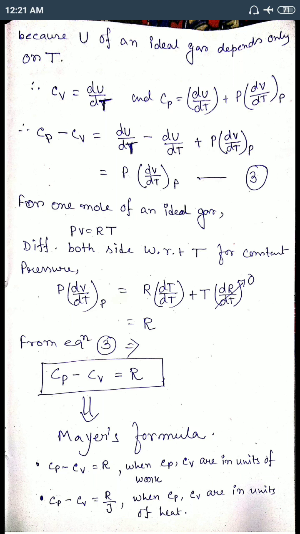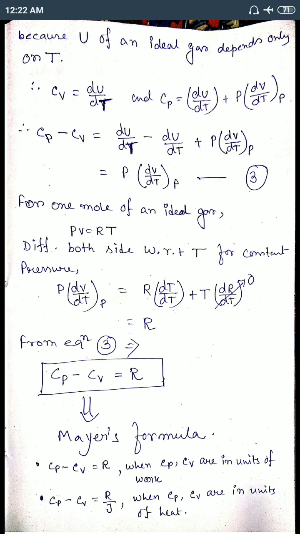Okay, so we have to find out this value, p into dv by dt under constant pressure. So we use the ideal gas equation. For 1 mole of an ideal gas, we know that pv equals RT. If n moles of gas are there, then we can write pv equals nRT. So here I consider 1 mole of gas, that's why n equals 1. So pv equals R into T. Now we differentiate both sides with respect to T under constant pressure, because in the third equation we have to find dv by dt under constant pressure.